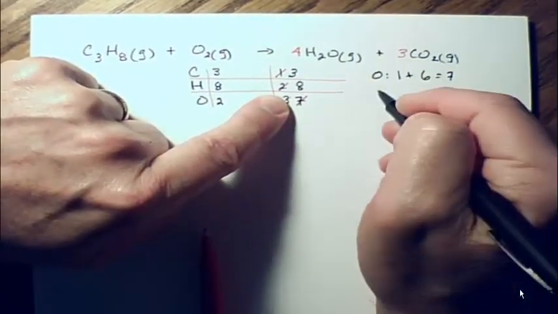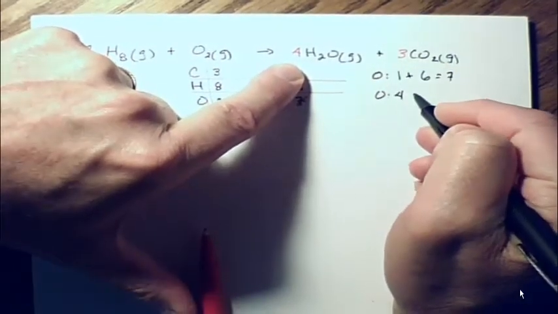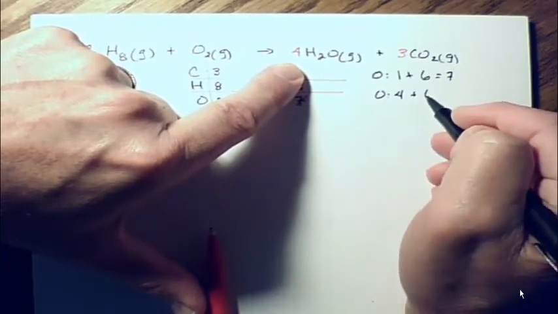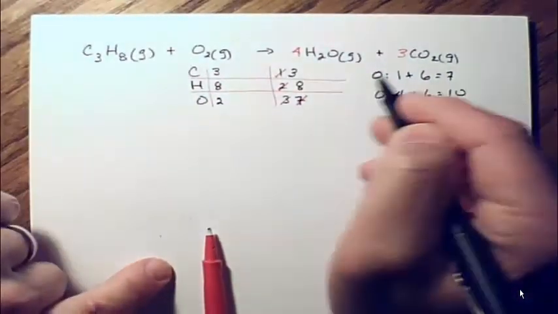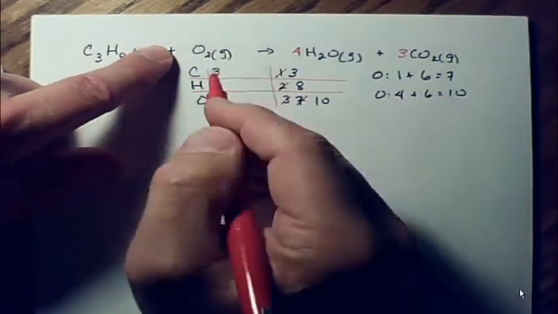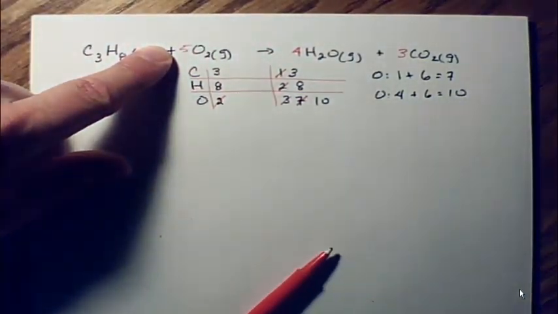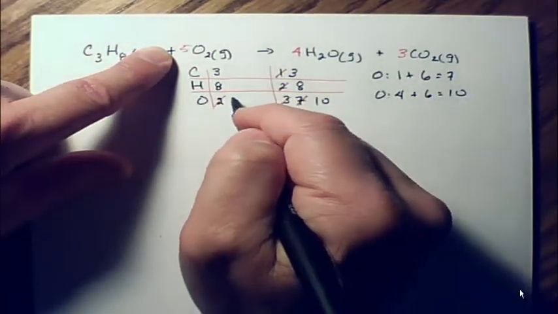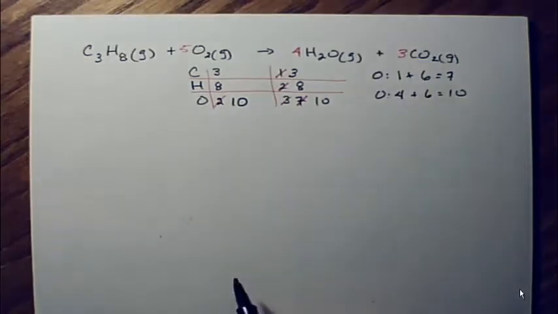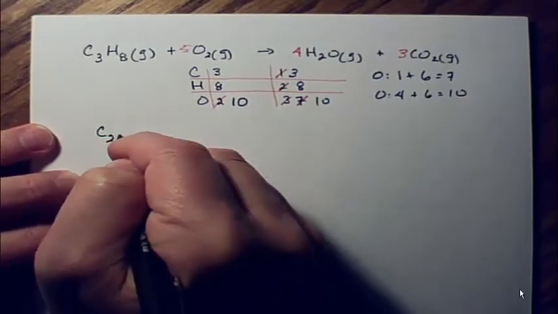And I can see that I now have 8 hydrogens, and I want to add up the number of oxygens. So 4 times 1 gives me 4 oxygens. 3 times 2 is 6. That gives me 10 oxygens. Okay? And now it's pretty easy to see that a coefficient 5 in front of the O2 is going to give me the number of oxygens I need to balance the equation. Okay? Make sense? All right.